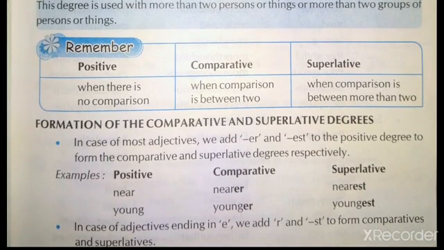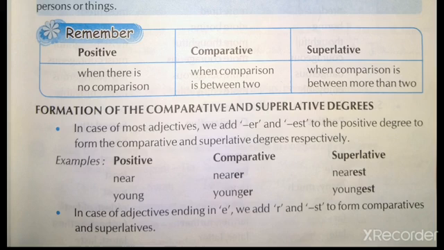Then remember the important points from here. Positive degree is used when there is no comparison. We use comparative degree when comparison is between two persons or things. Then superlative degree, we use when comparison is between more than two.